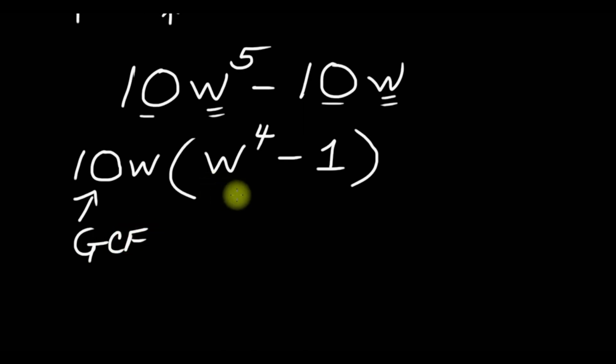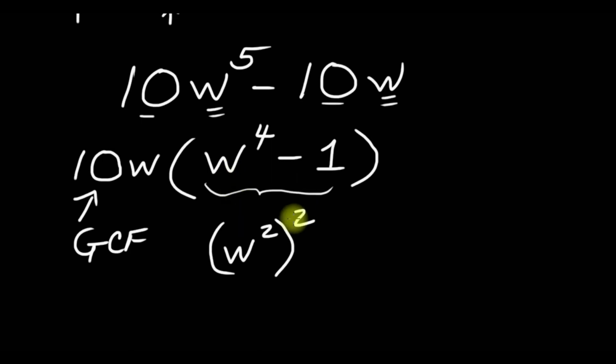Let's see if this is a difference of squares. So if I take the square root of W to the fourth, I'll get W squared. And then when I square it, I'll get W to the fourth. And then when I take the square root of 1, I'll get 1. And then when I square 1, I'll get 1. So this is good. So this right here is a difference of squares.